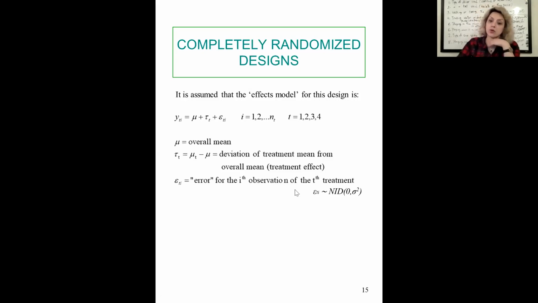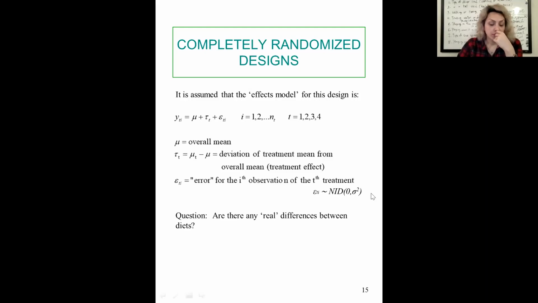And we would say for the error, we have the normal, IID, 0 and sigma squared. It has a normal independent distribution, and this I means independent. The expected value for epsilon, the mean, is 0, and the variance is going to be sigma squared.